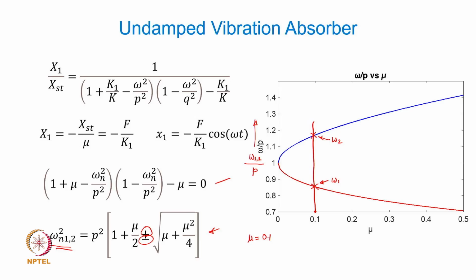And it is expected, because when there is a zero mass ratio, what does that mean? Mu is M1 by M, so that means there is no M1, there is no auxiliary system. So obviously, when mu is equal to zero, you have omega n equal to p. That is your parent system. The moment you attach this auxiliary absorber system to your parent vibratory system, this changes the single degree of freedom into 2 degrees of freedom, and then these two natural frequencies split. One will be the larger of the two, which is more than the original one. The lower one will be smaller than the original single degree of freedom natural frequency, okay?